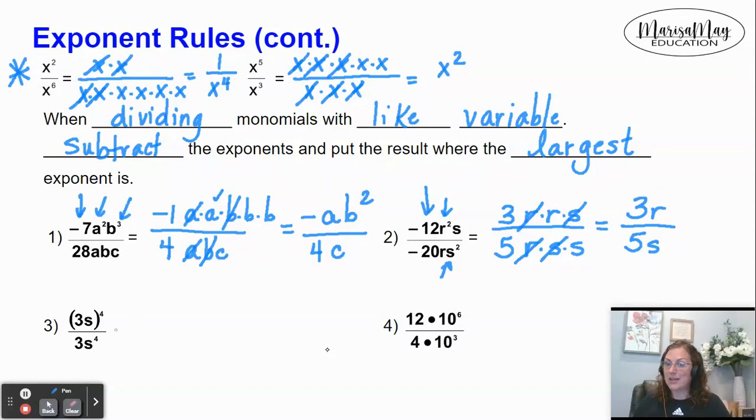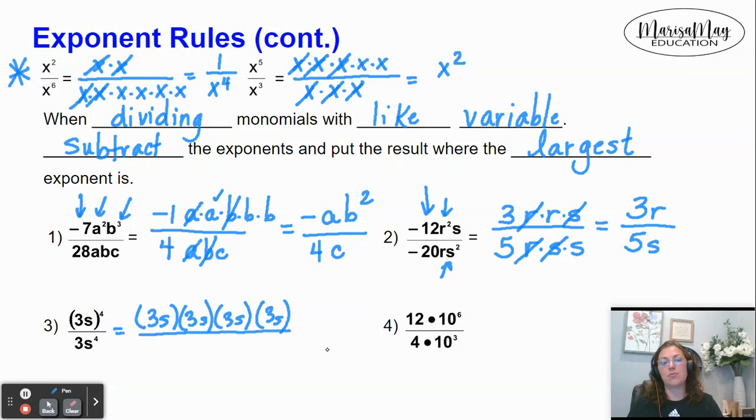A little tricky because now we go back to our power to a power rule where we've got to rewrite that parentheses, and it looks like I'm going to rewrite it 4 times. So I've got 3s times 3s times 3s times 3s. And then on the bottom, I've got 3. And then I've got s times itself 4 times. So s times s times s times s.